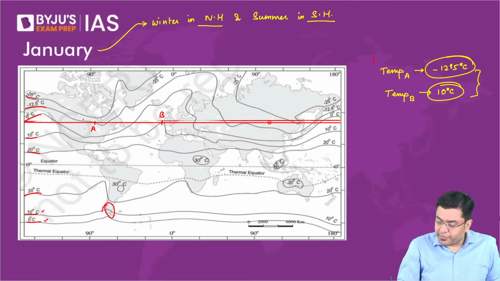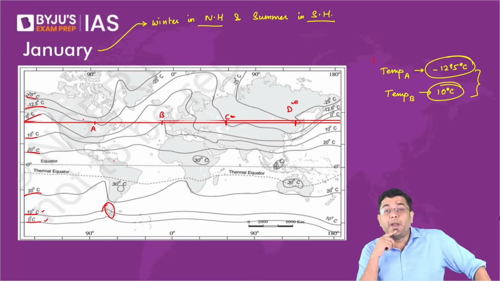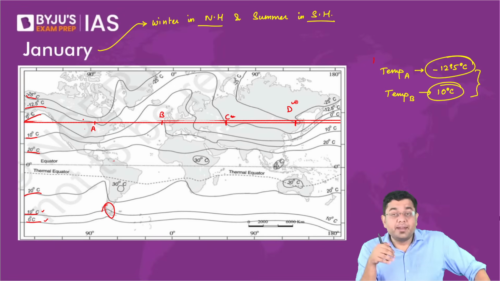Now, in this region, let's suppose, or any one that you consider. Let's consider D, and let's consider here C. Temperature at C will again be minus 12.5, but temperature at D can be as low as minus 25 degrees Celsius. So in the case of the land areas, it can get very cold, right?